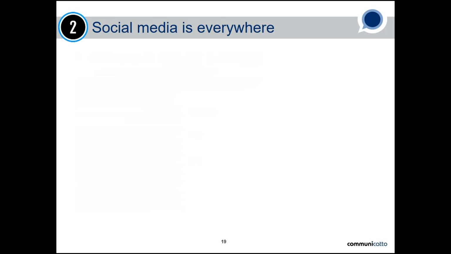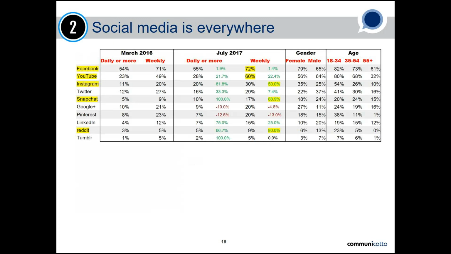And another reason is that social media is everywhere. We had the question earlier about statistics on who are the active users, and these statistics I think are worldwide. They may be U.S. specific, but I know for sure they're not Canada specific. But this is meant to highlight what proportion of the population is using these different social media channels on a daily or a weekly basis.